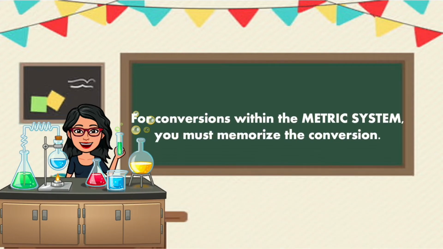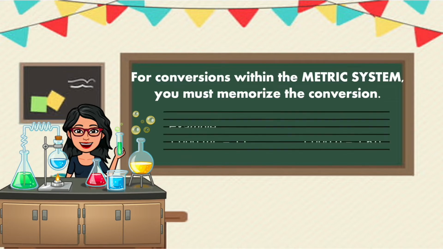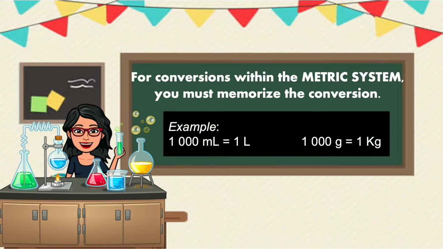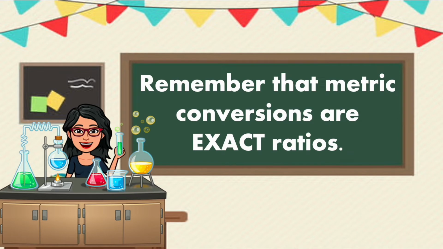For conversions within the metric system, you must memorize the conversion. For example, 1,000 milliliters is equal to 1 liter, or 1,000 grams is equal to 1 kilogram. You have to remember that metric conversions are exact ratios, and thus this will not limit your significant digits for the answer. Are you ready to convert units of measurement? Let's start converting.